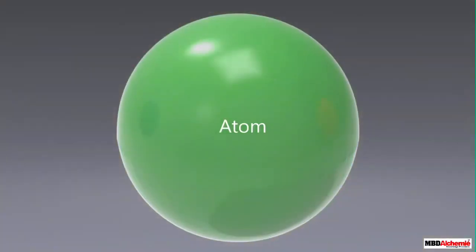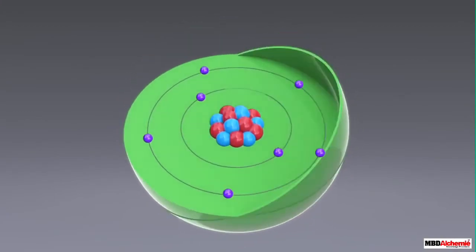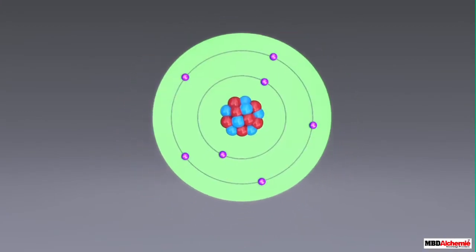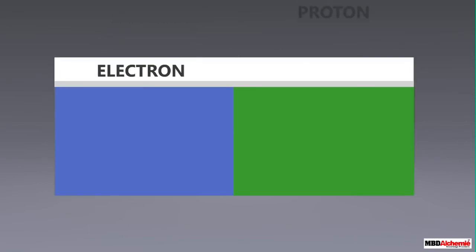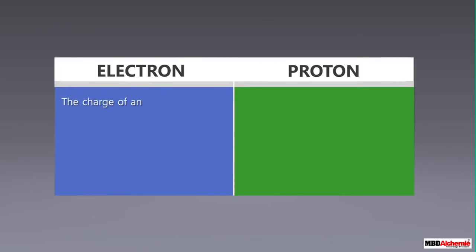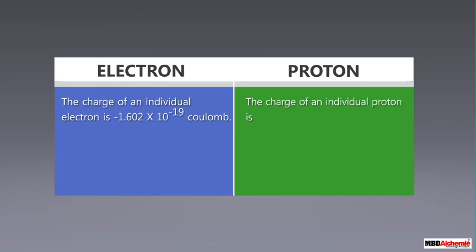So now we know all atoms have two types of charged particles, that are electrons, the negatively charged particles, and protons, the positively charged particles. Let us now compare some of the features of these particles. The charge of an individual electron is minus 1.602 into 10 raised to the power minus 19 coulomb, whereas it is plus 1.602 into 10 raised to the power minus 19 coulomb for protons.